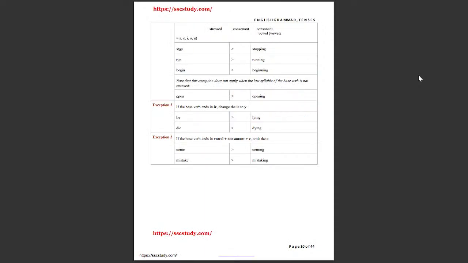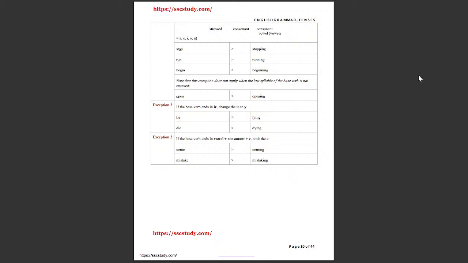Like I said before, S-T-O-P-P-I-N-G, stopping, running, beginning. If you observe the last letter of the word stop, P is a consonant, so we are adding P there. Run, N is a consonant, we're adding N there. Beginning has N there too. Note that this exception does not apply when the last syllable of the base verb is not stressed, like open, opening. Here we don't have a stressed consonant, so it does not have a doubled N.